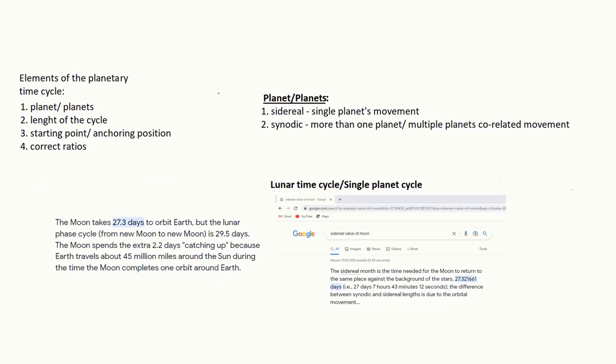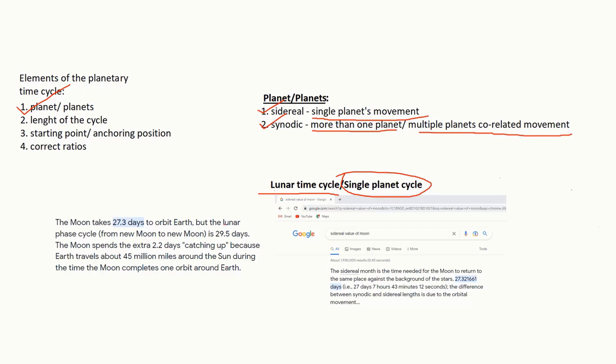Well, at that point, I'm gonna share some very, very confidential information with you. So stay with me. If we talk about the planet or planets, you will be working with two types of planetary values. One will be sidereal value and another will be synodic value, right? What is the sidereal value? It's the single planet's movement data, and the synodic value will be the correlated movement data of more than one planet or multiple planets, right? In today's video, we will be working with the lunar time cycle, which is a single planet cycle.